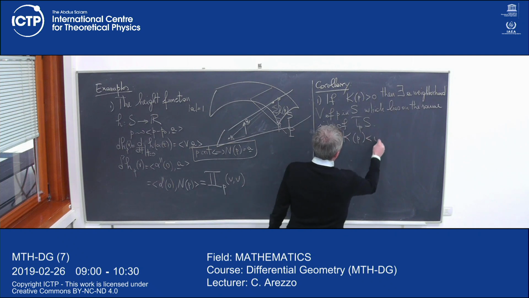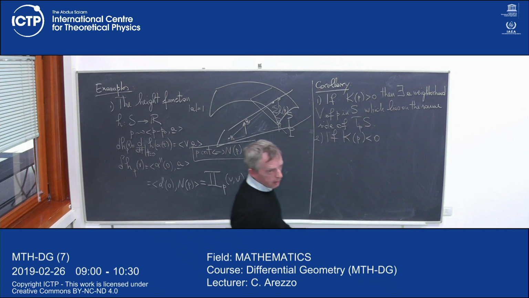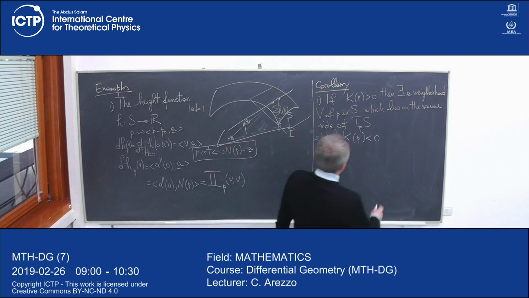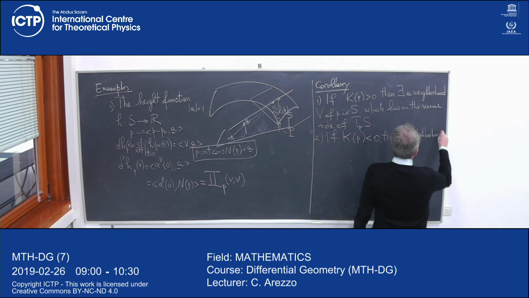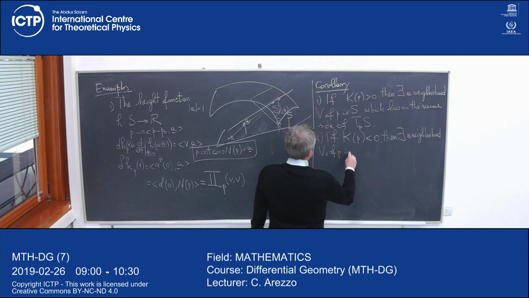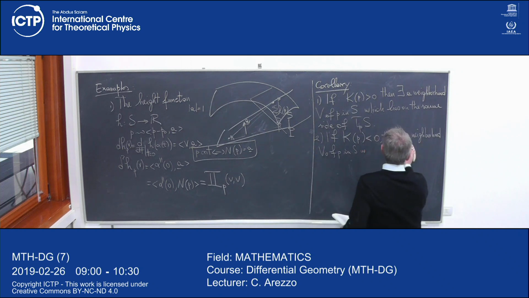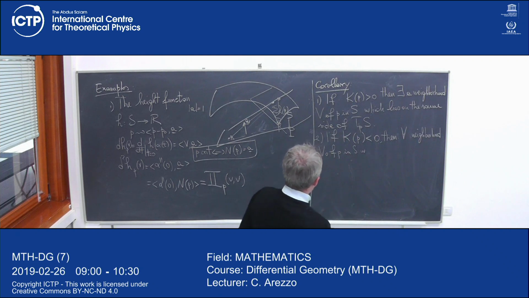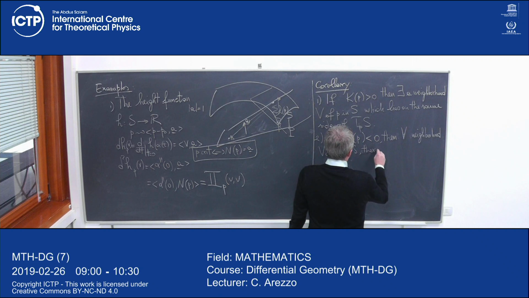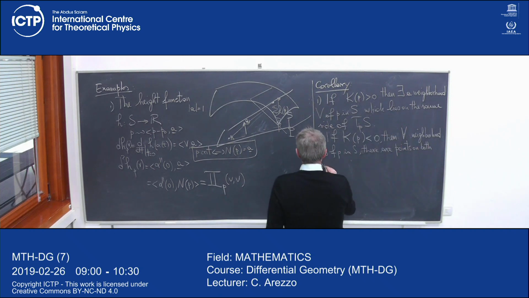If K of P is negative, of course I could have said if P is elliptic or P is hyperbolic, I just don't want to use the word now. Then, for any neighborhood V of P in S, there are points on both sides of the tangent plane TPS.